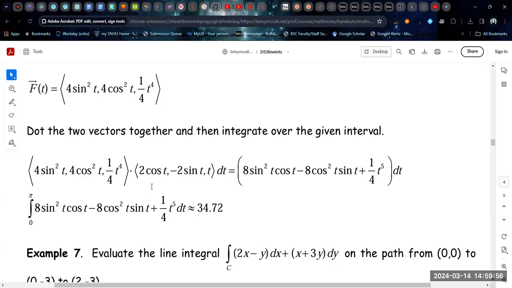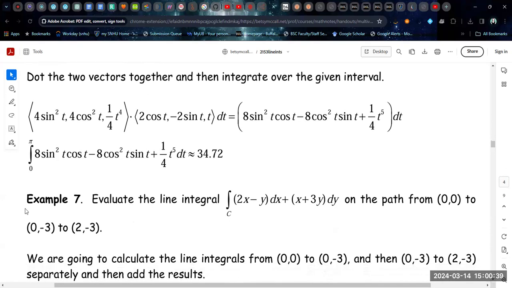Now we're going to dot our two vectors together. So this is our field F just as a function of t. And this is our derivative that we took of the curve, the r prime of t. And when we dot these together, we get 2 times 4 is 8 sine squared t cosine t. And this one times that one is 8 cosine squared t sine t. And then 1/4 t to the 4th times t is 1/4 t to the 5th. And this is now just a one-dimensional function. And now we can go ahead and integrate it.